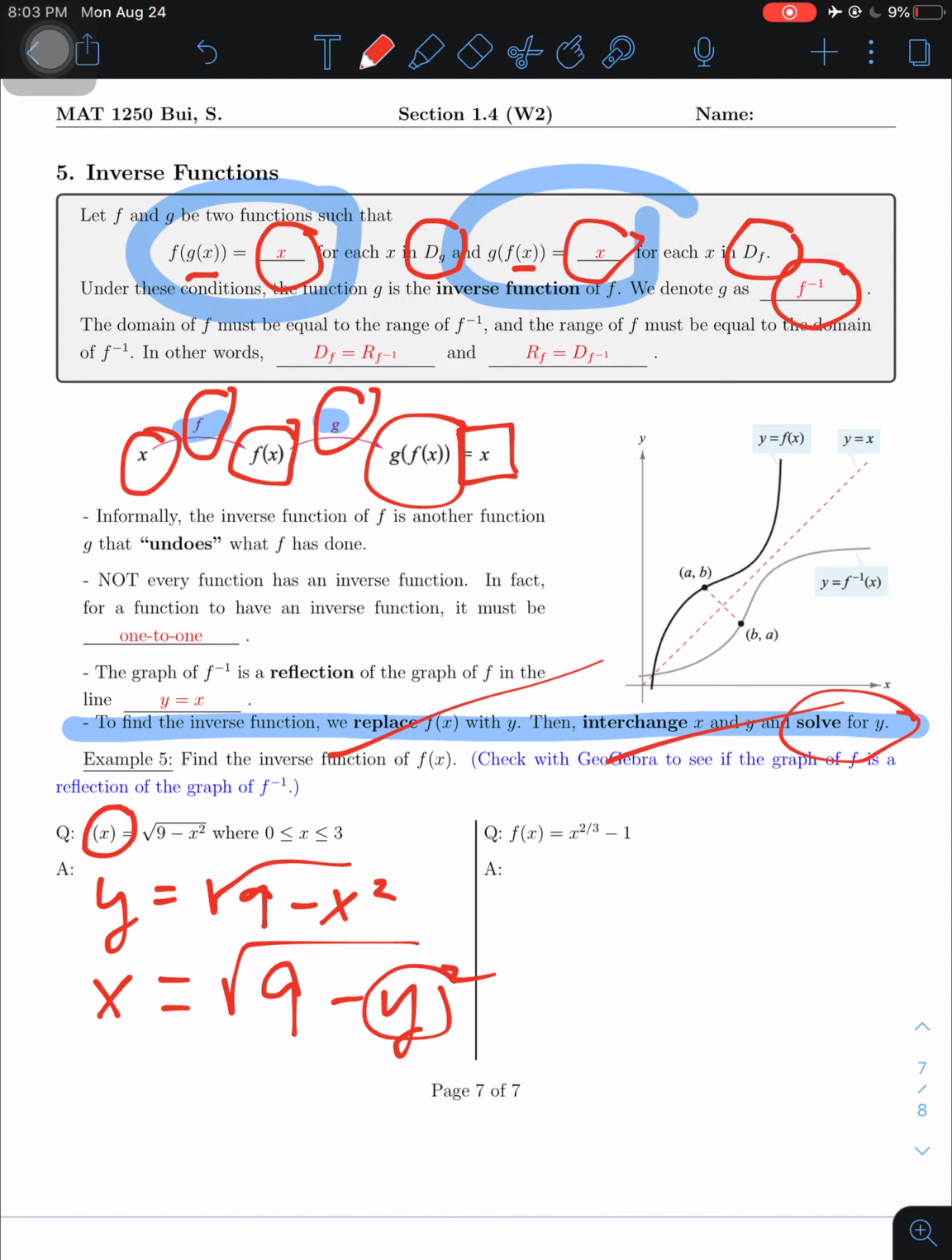Last step, solve for y. So we need to isolate this y, right? We need to get rid of the 9, we need to get rid of the square root, we need to get rid of the minus in front of y, and we also have to get rid of the square. A lot of things to do.